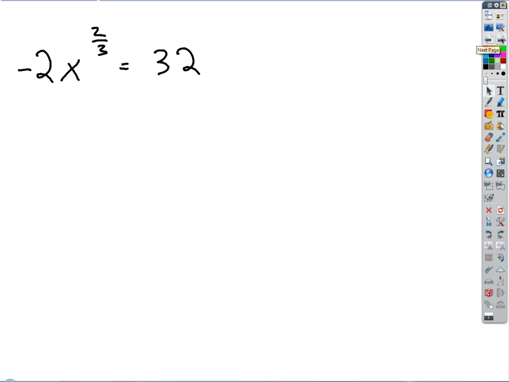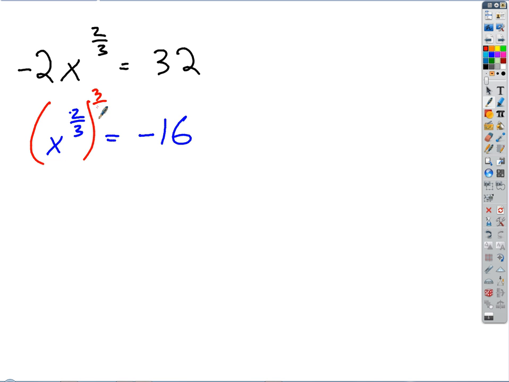How about that one? Multiply both sides by -2 first. Okay, so we'll divide both sides by -2. Good. Equals -16. Okay. And then take both sides to the 3/2.